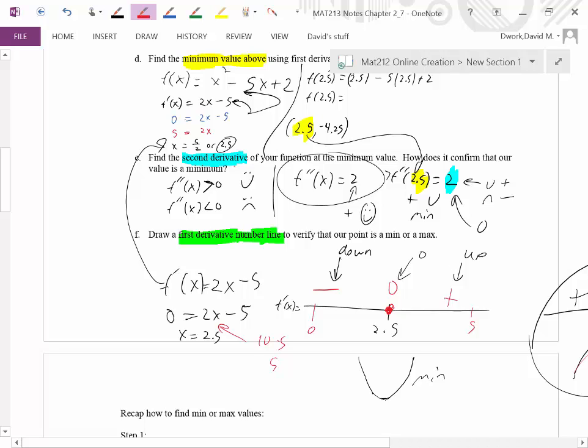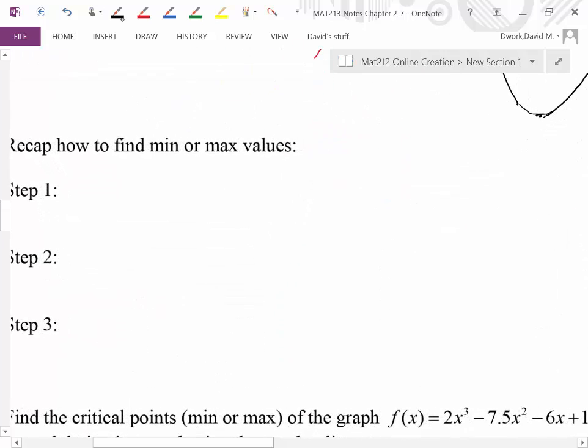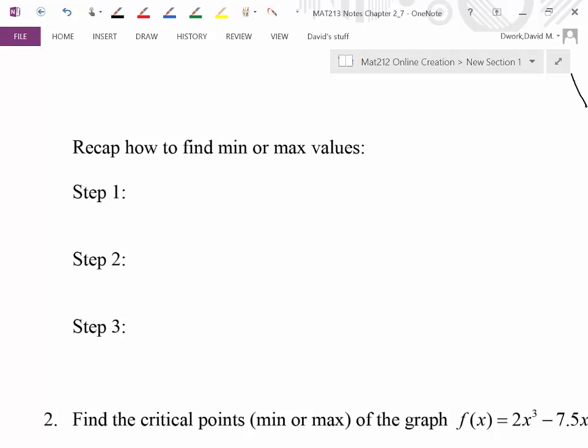Second derivative test, if the second derivative is easy to find, then you just substitute in your number for x, find what that value is: positive, concave up; negative, concave down. So what are your steps to finding mins and maxes? See if you can pause the video and think about this and fill them in, and then unpause and let's see how you did. Okay, step 1, finding a min or a max.